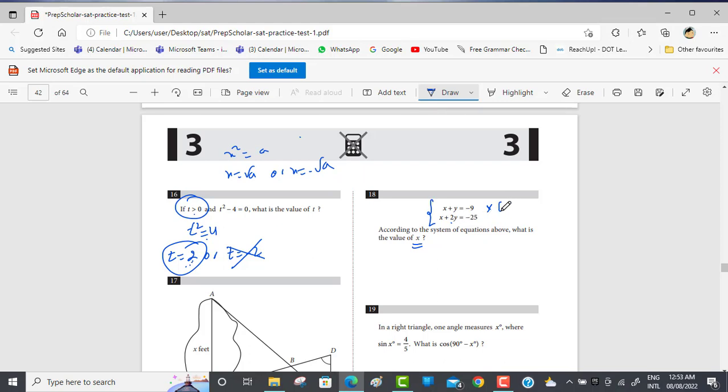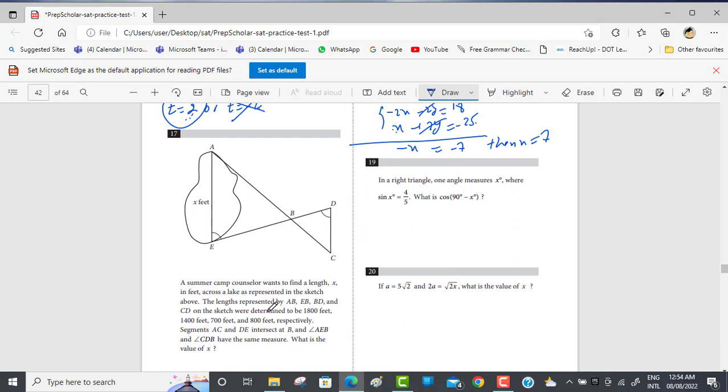In the second equation, I will look for minus 2y, and in the first equation, I will multiply by minus 2. You will get minus 2x minus 2y equals 18, and x plus 2y equals minus 25. If you add the two equations, you will get minus x equals 18 minus 25, which is minus 7, then x equals 7. So the number that you should enter is 7.